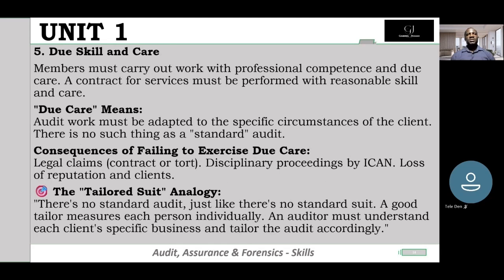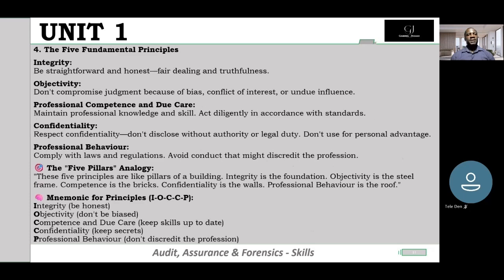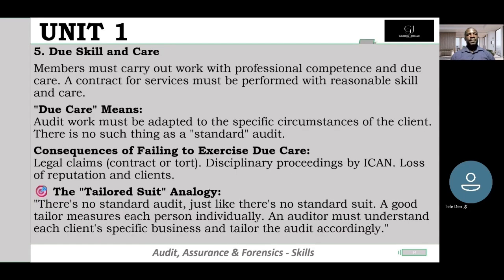All right, so let's look at how we expand the skills, as we expand the fundamental principles. So we look at due care and skill. Let me expand one of these principles, because members must carry out their work with professional competence and due care. You see, a contract for services must be performed with reasonable skill and care. What does due care mean? You see, audit work must be adapted to the specific circumstances of the client. So there is no such thing as a standard audit.